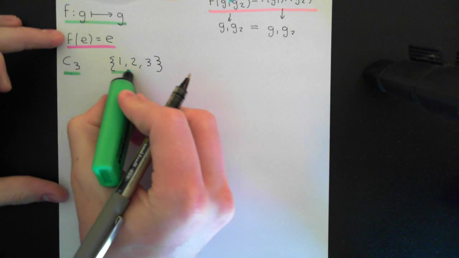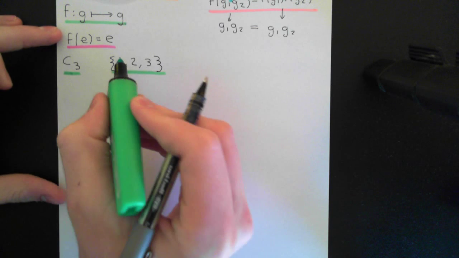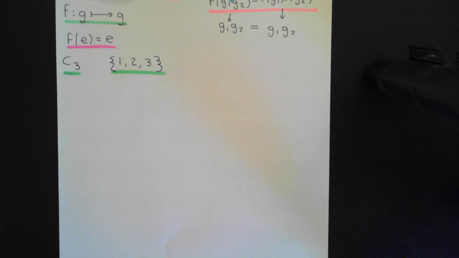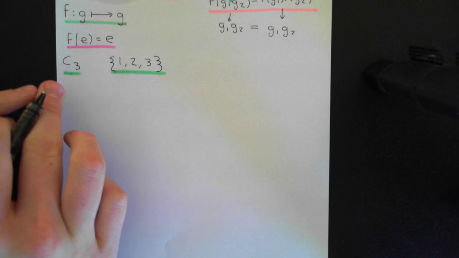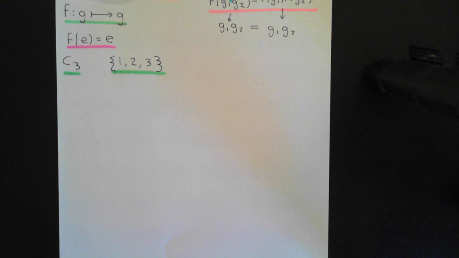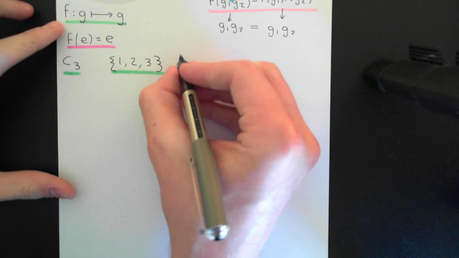Okay, and then what you're going to do is imagine all the cyclic set permutations of this set of free elements, and it's those cyclic set permutations that are going to be the elements of C3. Okay, so firstly let's just think about what the free cyclic set permutations of this set of free elements are.